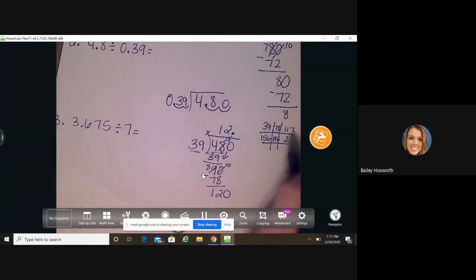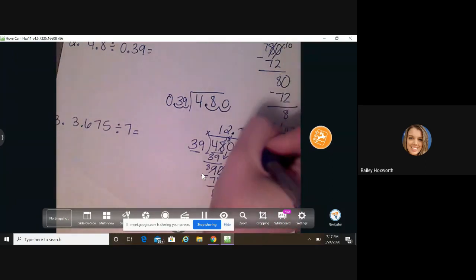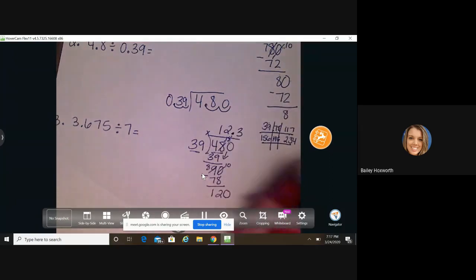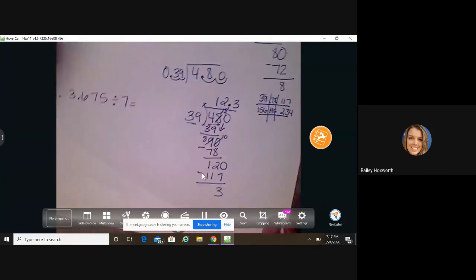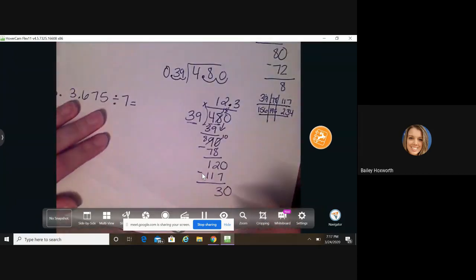1, 2, 3, 4. 4 is too big. So how many times? 3 times. 3 times 39 is 117. When I subtract, I'm left with 3. Am I allowed to have a remainder? Nope. So I add a 0.